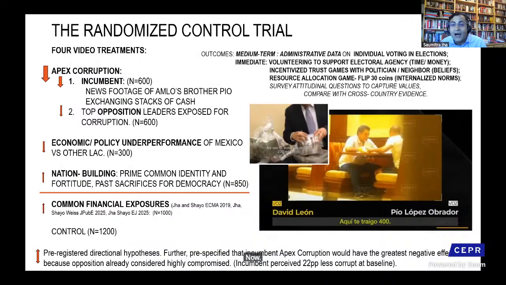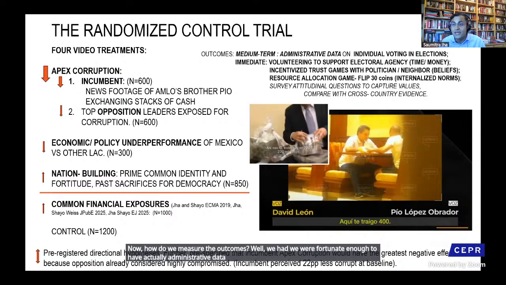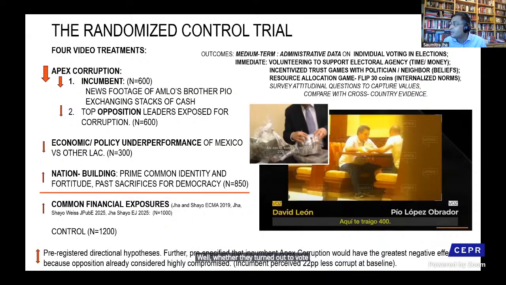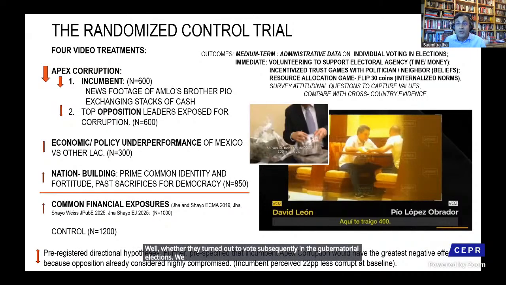Now, how do we measure the outcomes? We were fortunate enough to have administrative data on actual voting turnout in the elections, at the individual level. So we're able to see how treated individuals actually voted, whether they turned out to vote subsequently in the gubernatorial elections. We also asked people whether they were willing to volunteer either time or money to support the electoral agency, INE, which is the independent electoral agency in Mexico.